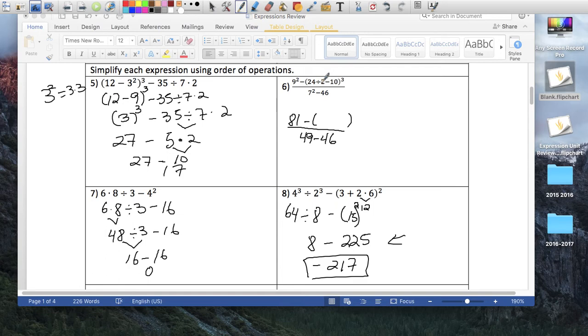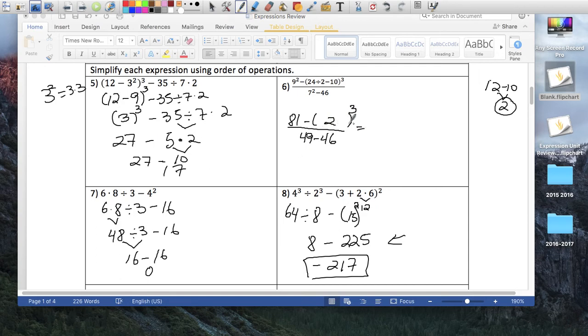24 divided by 2. Division comes before subtraction. So 24 divided by 2 is 12, and then minus 10. That's going to give me 2. So inside the parentheses, everything is 2. All that raised to the third power.